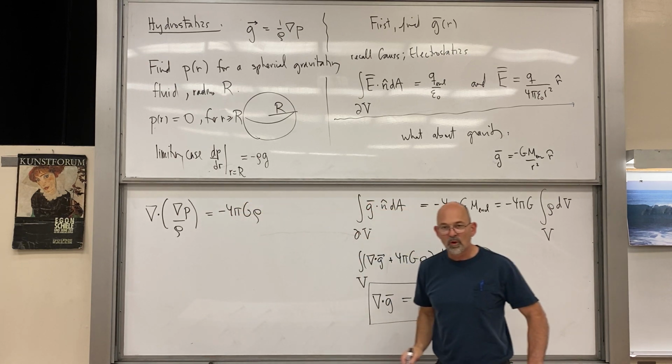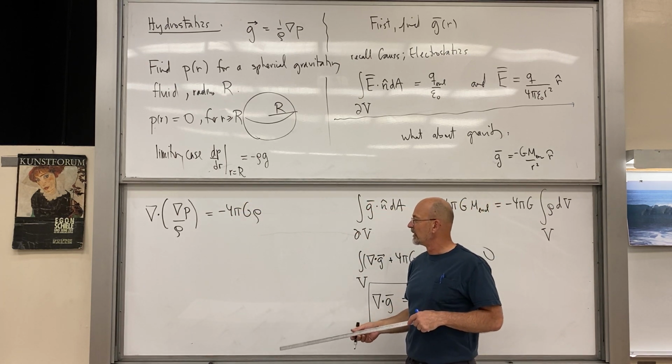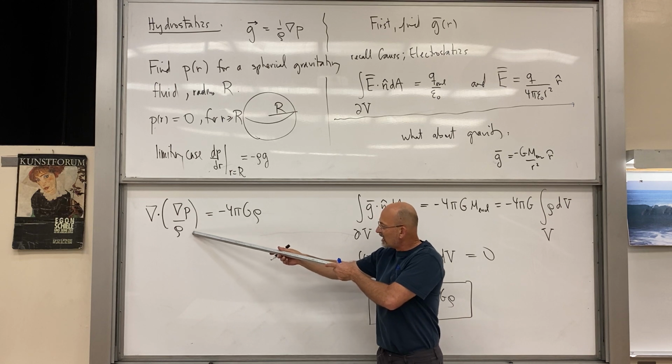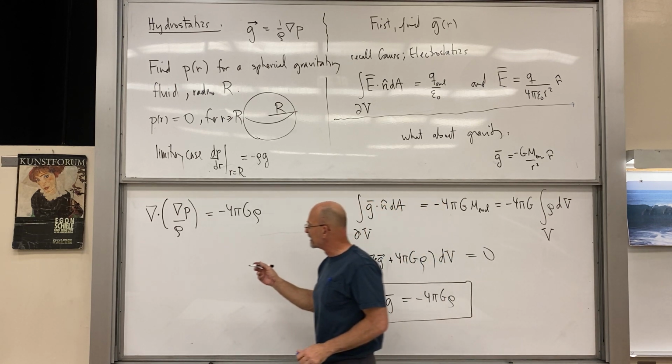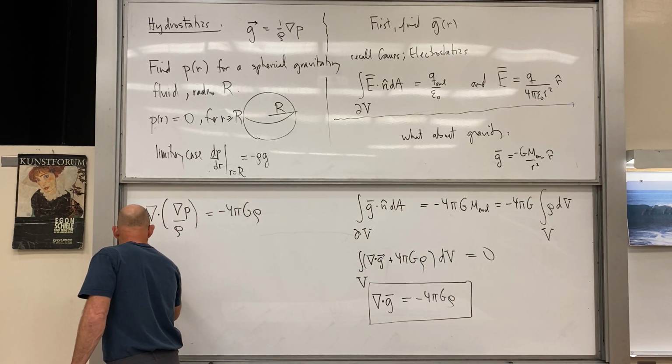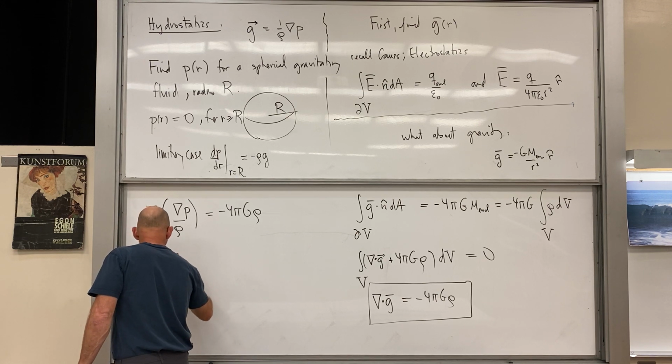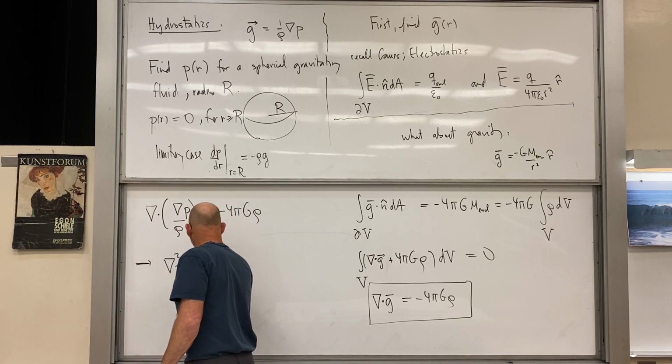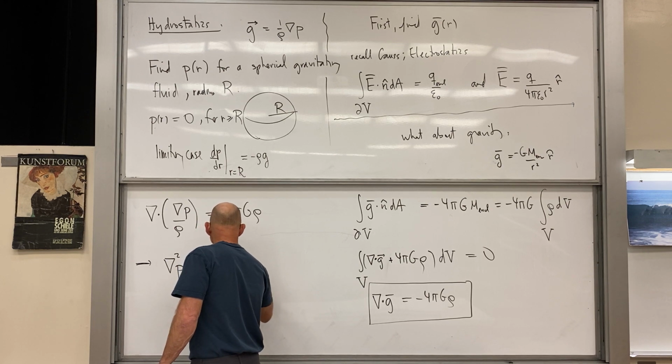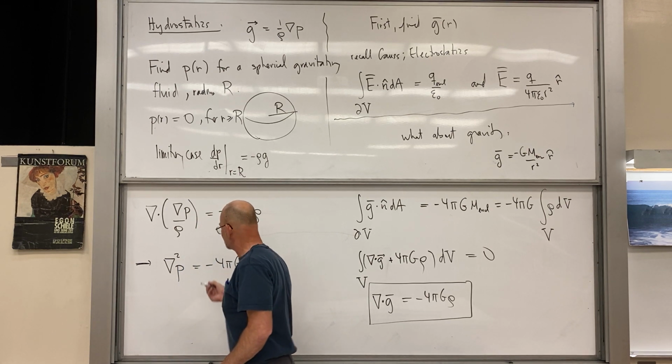And we're going to go one more step and say that rho is constant. Then we'll have a del squared, and this is our equation: del squared pressure equals minus 4 pi G density squared.